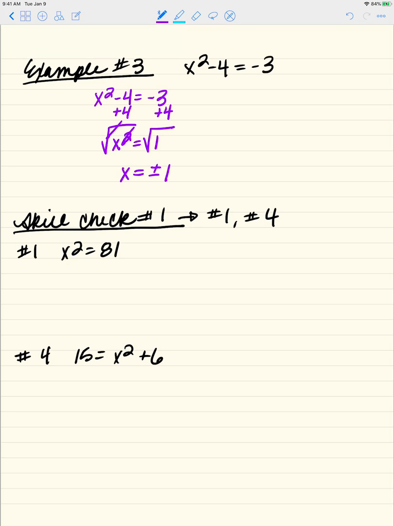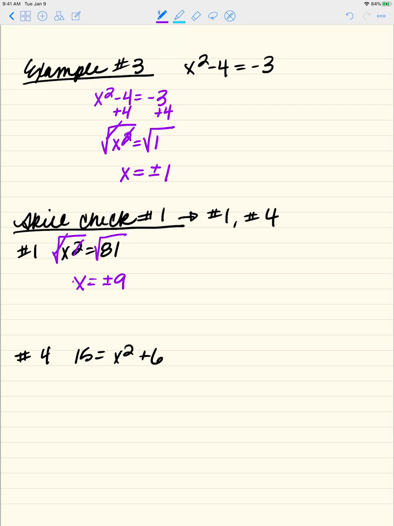Okay, skill check number 1 here. I'm going to tackle number 1 and number 4. x squared is equal to 81. Simply take the square root of both sides. x is equal to plus or minus 9 in that case.